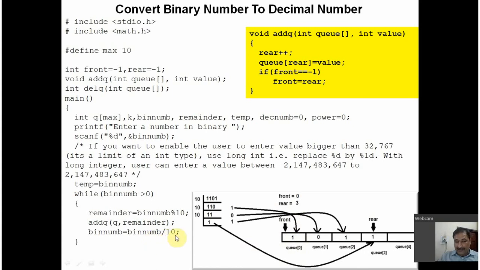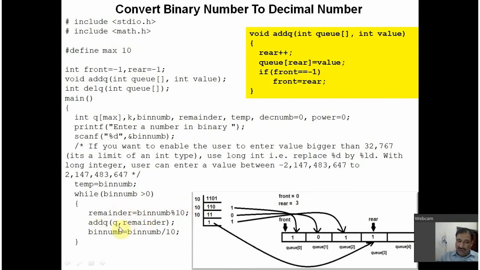11 divided by 10. The result will be 11.0, but it will be truncated to 11. That will be assigned to this bin num variable. Again, while loop is checked for the logical expression. The logical expression is true because 11 is greater than 0. 11 divided by 10 and the remainder is assigned to remainder variable. Remainder will get the value 1.